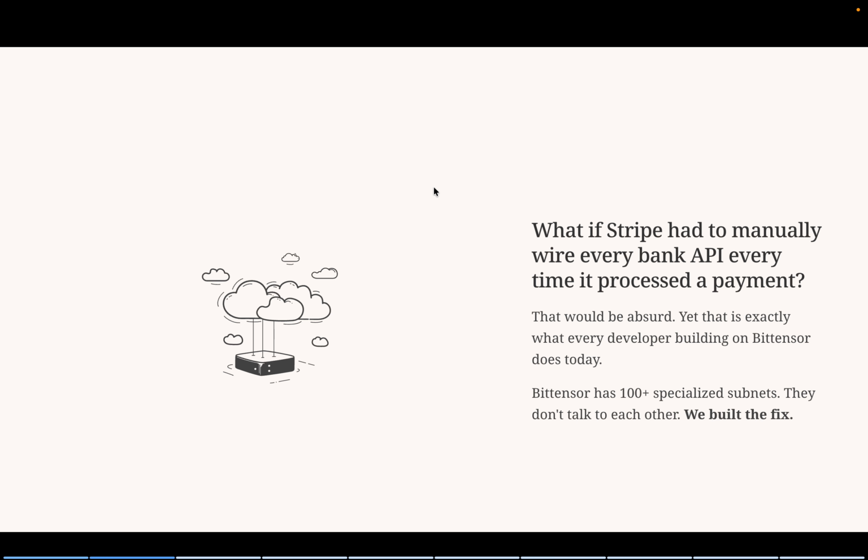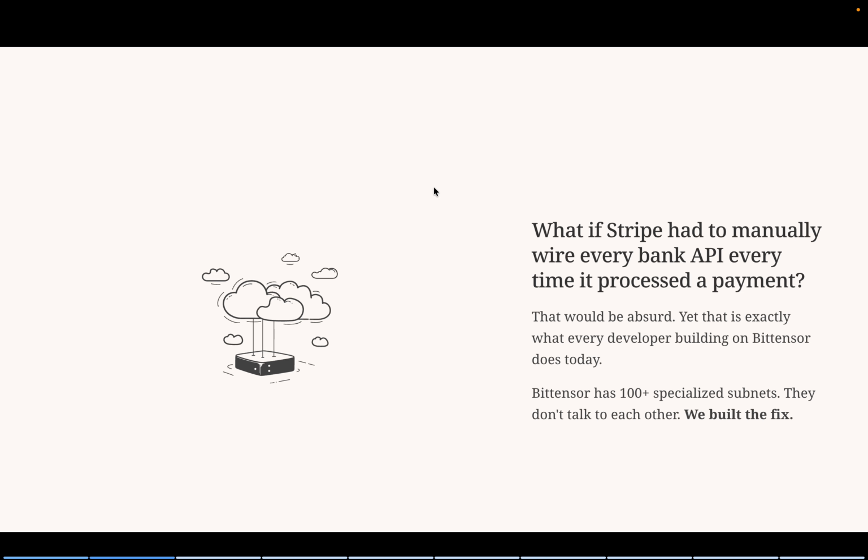What if Stripe had to manually wire every bank API every time it processed a payment? That would be absurd, right? Yet, that is exactly what every developer building on Bittensor does today. They manually wire 5, 10, sometimes 15 subnet calls per application, guessing the optimal routing, rebuilding orchestration logic from scratch every single time. Bittensor has over 100 specialized subnets, but there is no intelligence layer composing them.